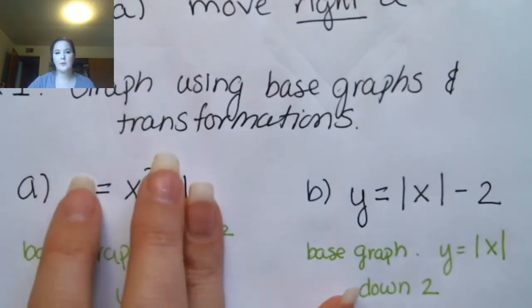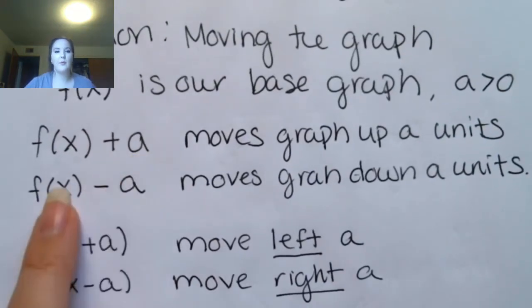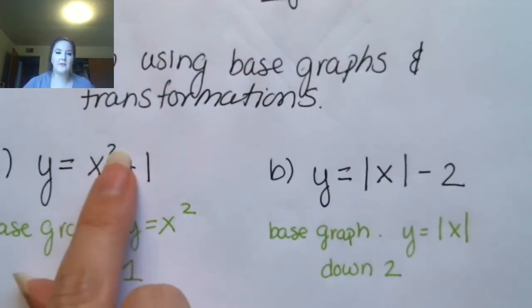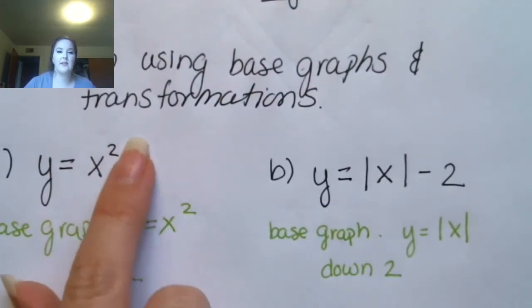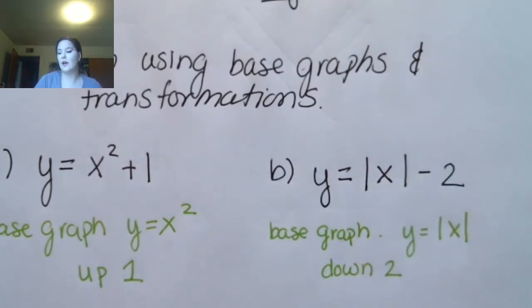Okay, so those are the 2 y transformations that we were talking about, right? One moves it up, one moves it down. And you can see that they are outside the base function. So here's the base function, and then this is outside. Here's the base function, and then this is just outside of that.